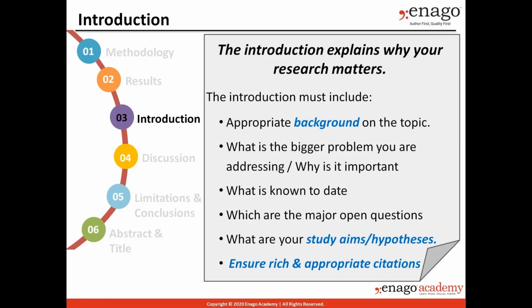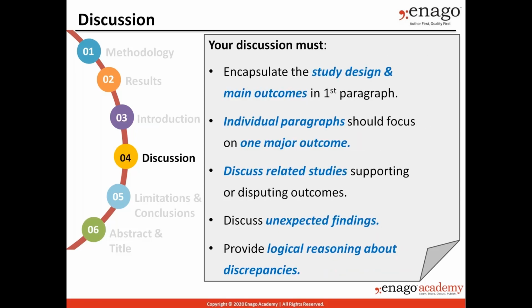And again, it's important that this section is rich but not overwhelmingly full of appropriate citations. Enough so that the reader has a good understanding of the basis of where you started and what you were able to contribute to this field. And then we usually go on to write the discussion, my apologies. So the discussion must encapsulate the study design and main outcomes, usually in the first paragraph.